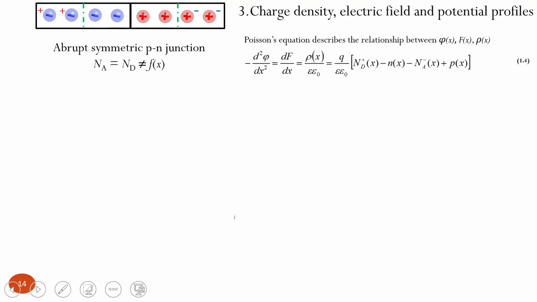So we will start with Poisson's equation, which gives the relationship between electric field and space charge. The second derivative of electrostatic potential with negative sign over position is equal to the first derivative of electric field over position, and that should be equal to space charge as a function of position divided by epsilon epsilon naught, where epsilon naught is the electric constant, permittivity of free space. So the net charge will be defined by positively charged donors, negatively charged free electrons, negatively charged fixed acceptors, and mobile positively charged holes.